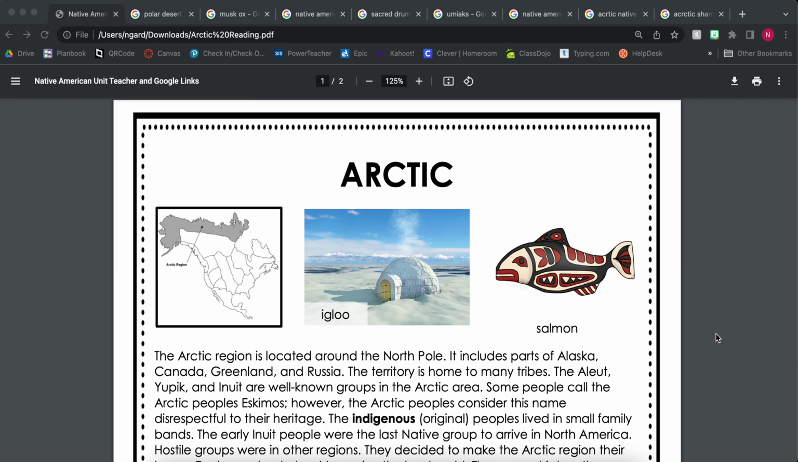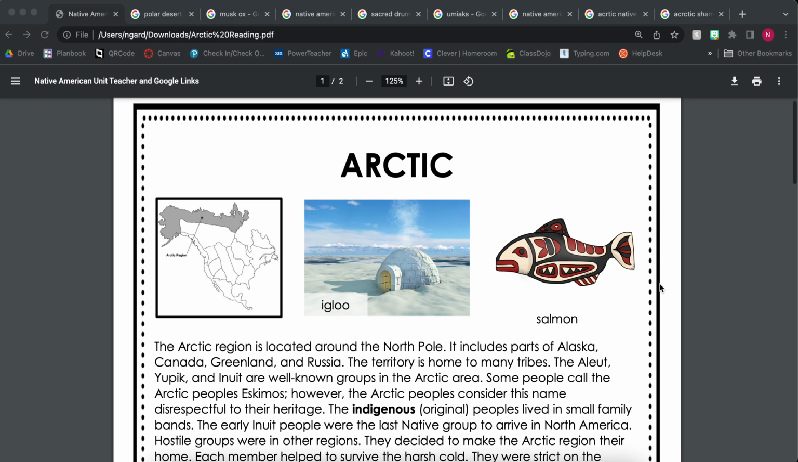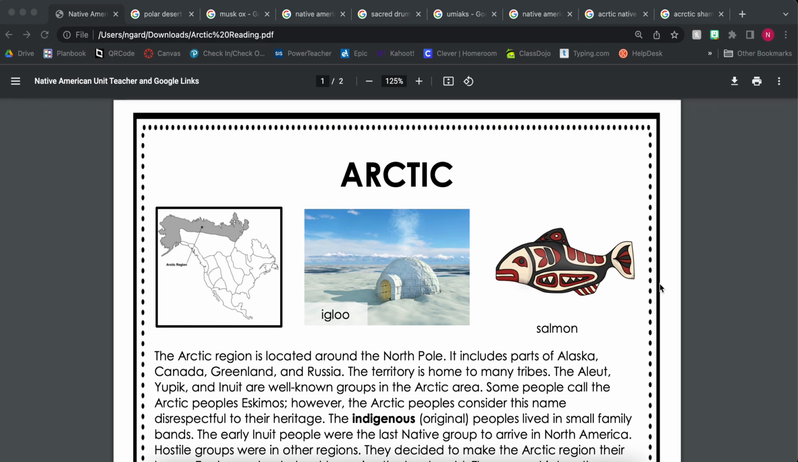Okay, so we are ready for our last Native American group. We're here with the Arctic. It's a very interesting group. It is very different from all of the other groups. It's the most different from the other groups. There's no other group that's quite like it, but there's also no other group that lives in a place quite like this either.